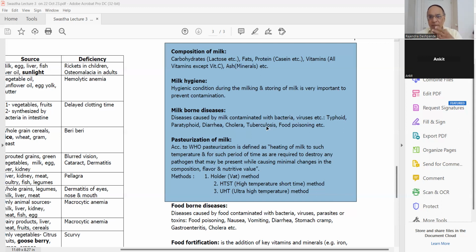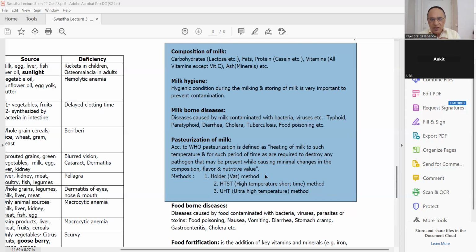Tuberculosis, lung problem, food poisoning. So now we do the pasteurization of milk. A short note may be asked: pasteurization. According to WHO, World Health Organization, pasteurization is defined. What is pasteurization? Heating of milk to such a temperature and for such a period of time as is required to destroy any pathogen that may be present while causing minimal changes in the composition, flavor, and nutritive value. These are kept as they are: composition, flavor, and nutritive value.